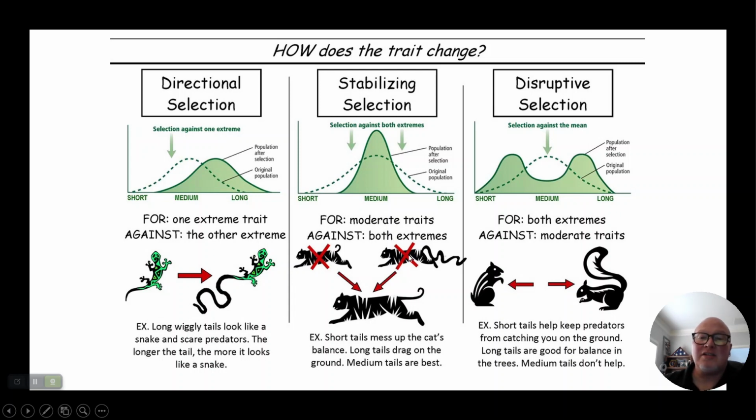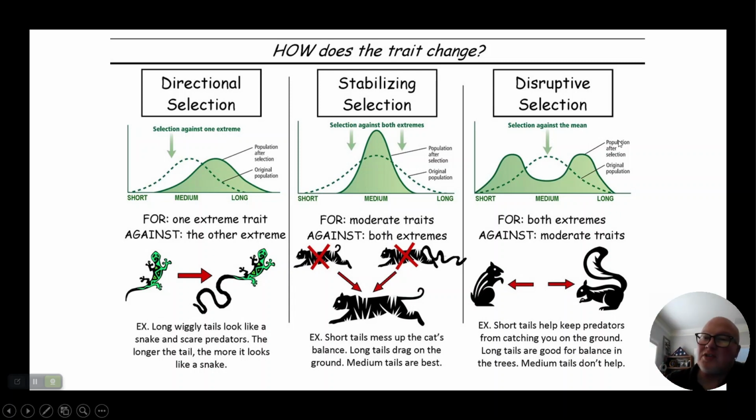Stabilizing selection selects for the medium, such that very short tails may not be selected for and very long tails might not be selected for, because that creates a problem. Those with medium-sized tails are the ones that have an advantage. So what that's going to do is cause this whole curve to go upwards in the middle. So you'll have more medium-sized tails and less of the extremes.